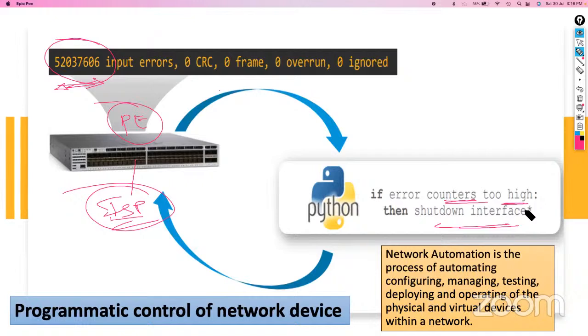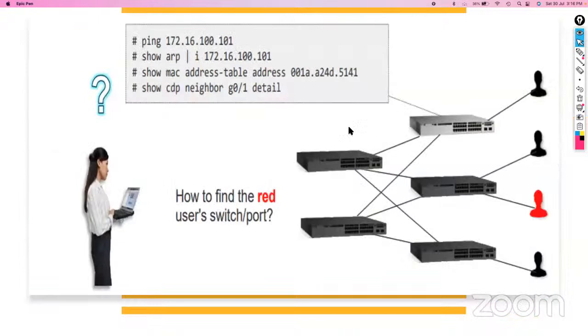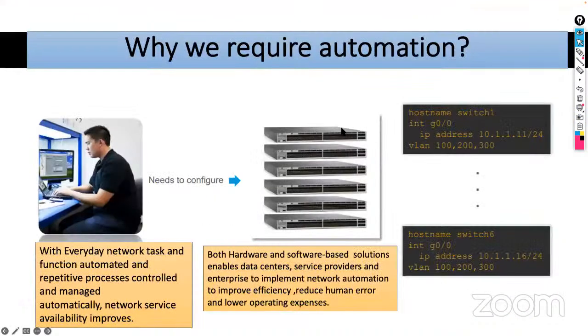So let's say I don't want to shut down. What I want is, if there are more input errors, I just need an email. I don't want to shut down my interface. So in this way, you can customize this particular Python code according to your use. Now let's move ahead. So why do we require network automation, right?